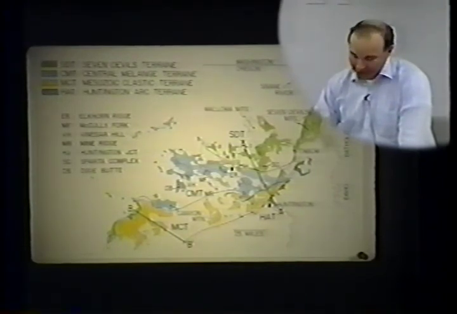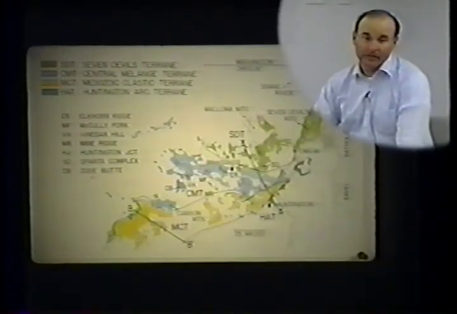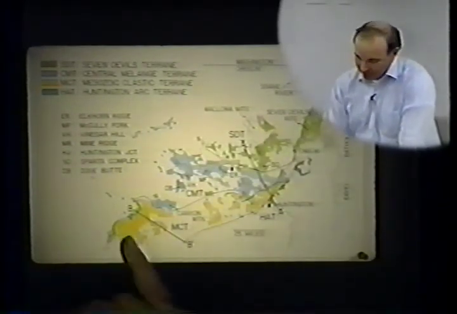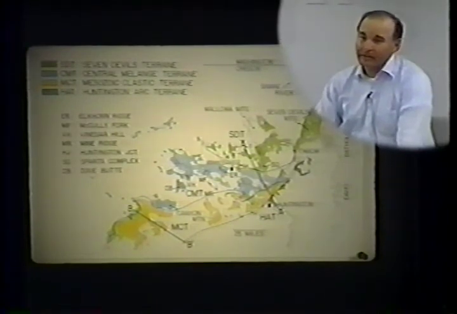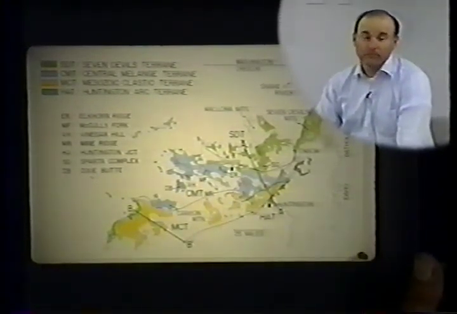We have two island arc terrains. In green, we have the Wallowa Seven Devils Arc. In the yellow, we have parts of the Huntington Arc. These are volcanic island chains that are separated by a wide expanse of oceanic deep water sediments.